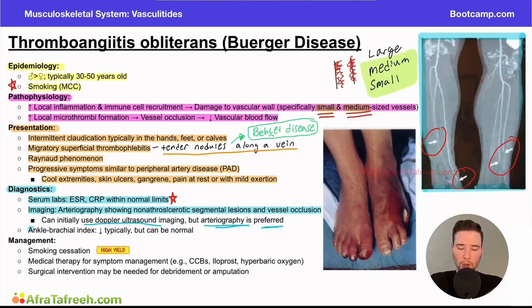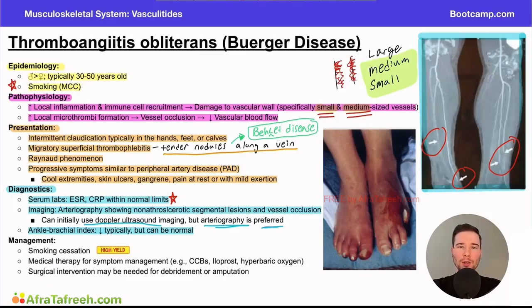Now, they also like you to know about the ankle brachial index, and that it is typically decreased, but it can be normal. So just as a reminder, if you're unfamiliar with the ankle brachial index, this is a ratio of the systolic blood pressure of the ankle relative to the systolic blood pressure of the brachial artery. So you get your normal blood pressure read on the arm, and then you would also take an additional blood pressure read distally near the ankle, and you compare that ratio.